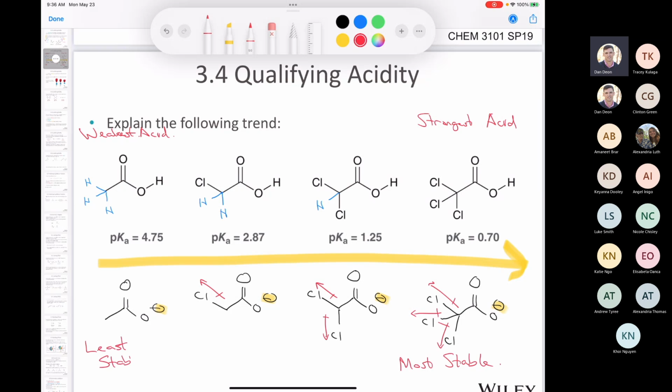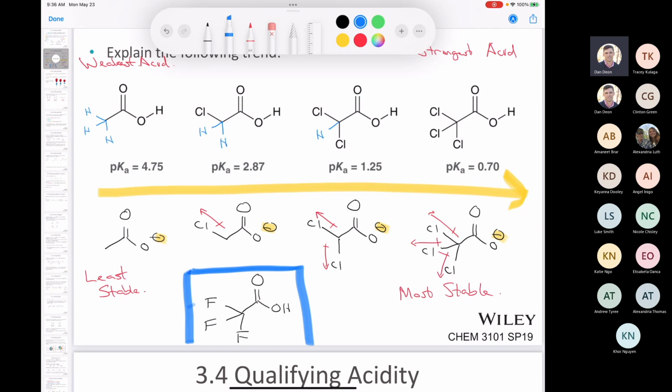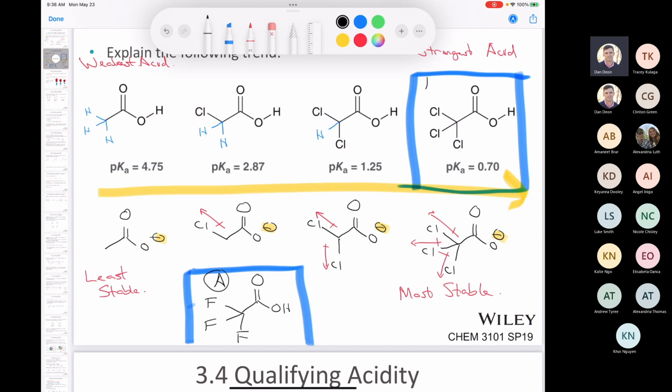A question just popped up here, and I actually have it written down in my notes. That's clever. But let's see here. I asked students a question one time. I said, what if you had this carboxylic acid where you had 3 fluorines instead of chlorines? Okay, so I'm going to put this in a blue box here. If you were to compare this acid versus this acid, so if I call this one A and I call this one B, could anybody tell me which one would be a stronger acid? Would it be A or B?